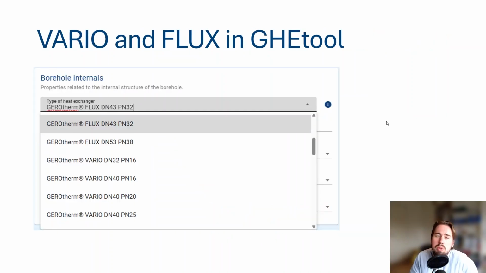So these probes, both the GEROtherm VARIO and the GEROtherm FLUX, are all implemented now into GHEtool Cloud. So you can go to your project, borehole resistance tab, and then just select whatever probe you want to calculate with, see what the effect is on the pressure drop when compared to a regular solution. You can also see the thermal effects of things.